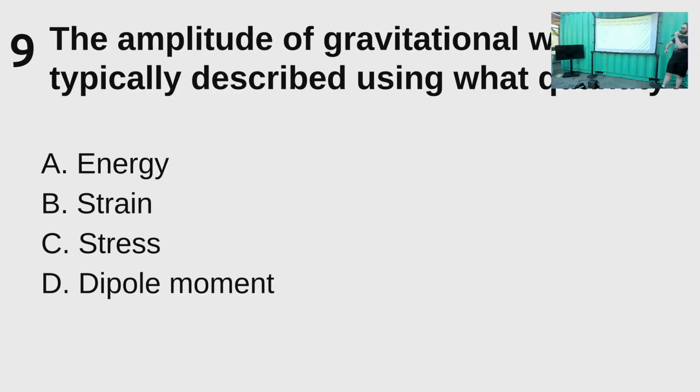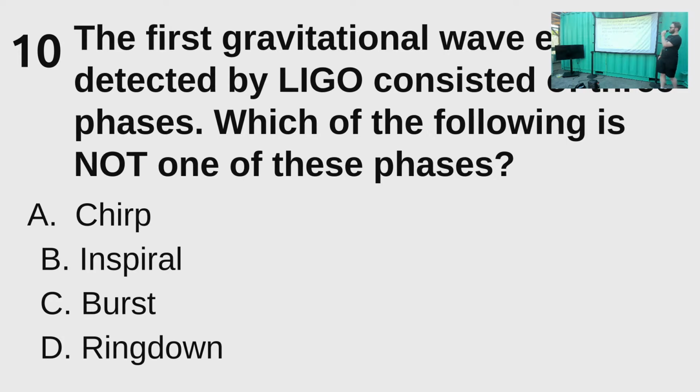And finally, question 10. The first gravitational wave event ever detected by LIGO consisted of 3 phases. Which of the following is not one of these phases? A, chirp, B, in spiral, C, burst, or D, ring down? These are all very whimsical names.